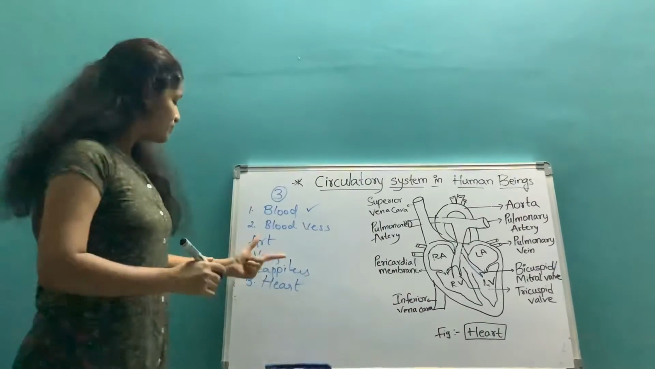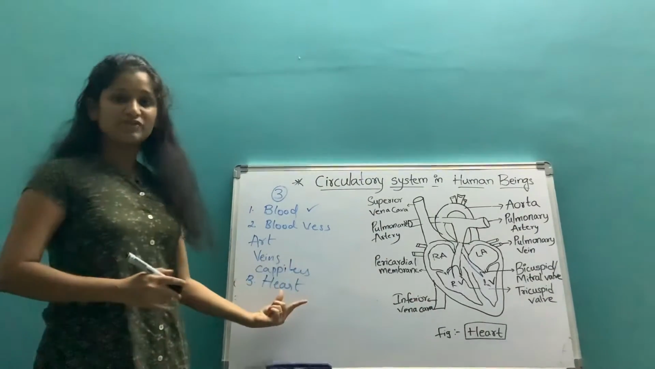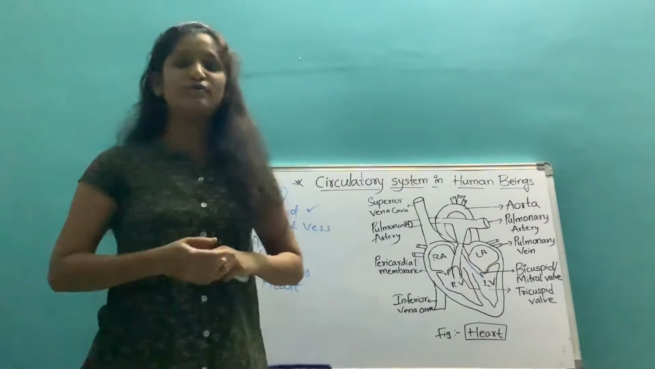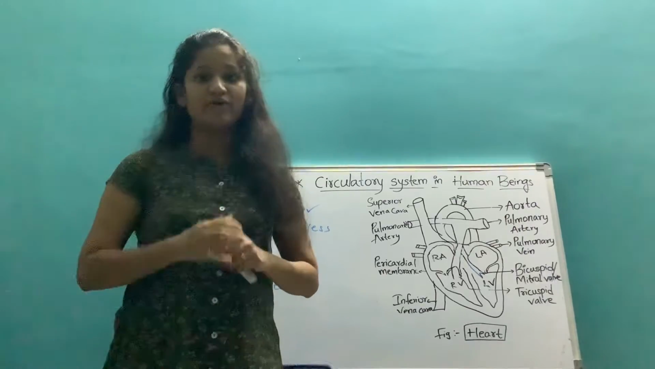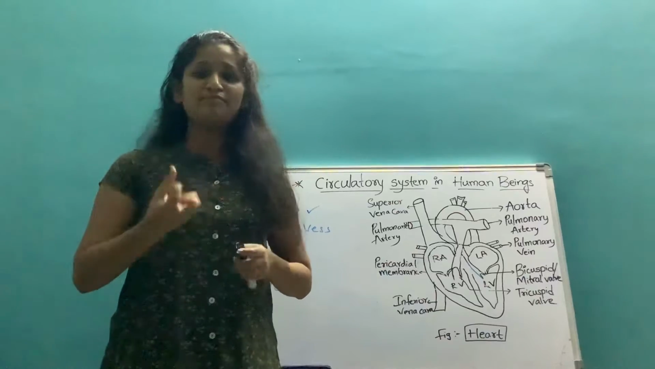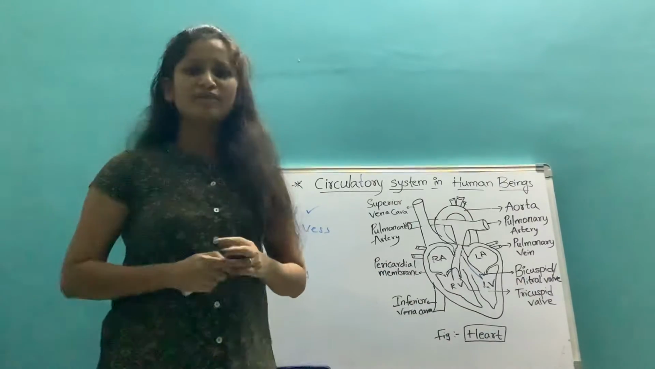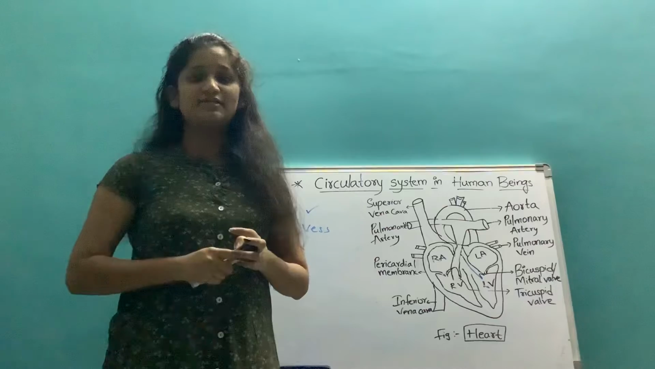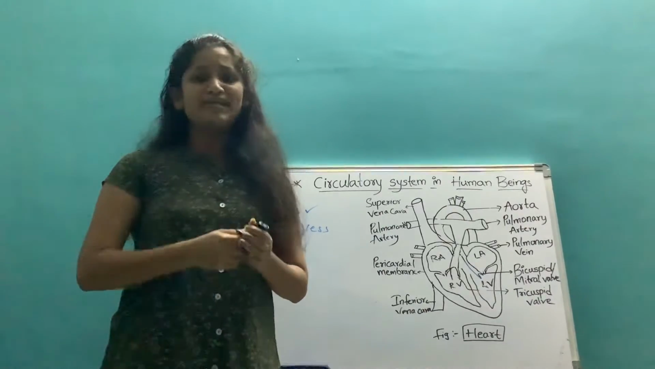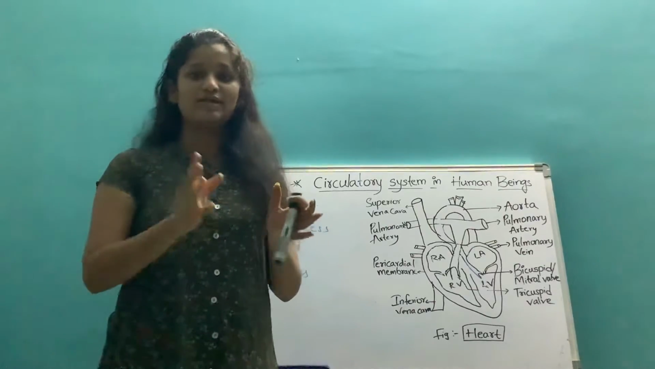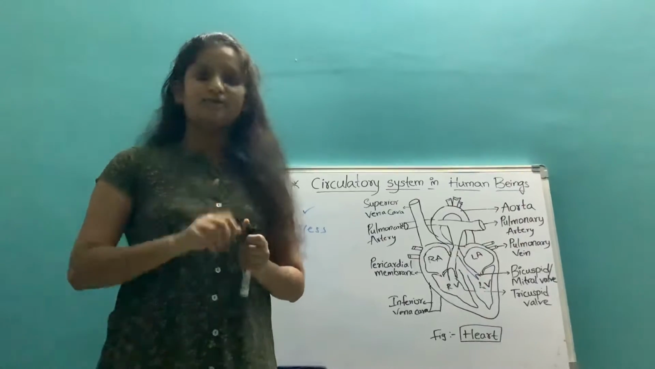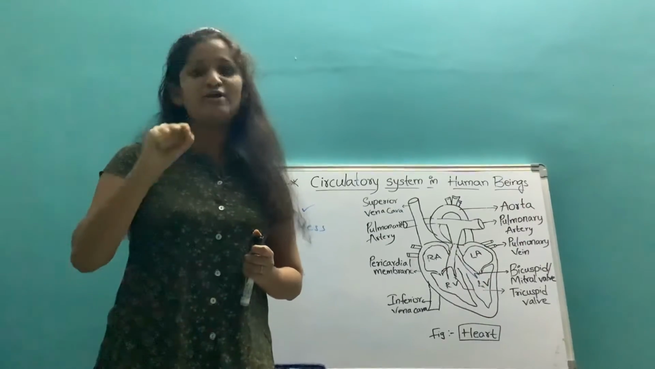Coming to the next major component of the circulatory system, that is the heart. As we know, the heart is a pumping organ and it is a muscular structure. This heart pumps the blood throughout the body. Where is the heart present? It is present in the mediastinum of the thoracic cavity. What is this mediastinum again? The mediastinum is nothing but the space between the lungs. What is the size of the heart? It is approximately the fist of a person.